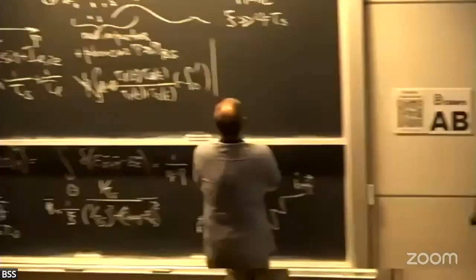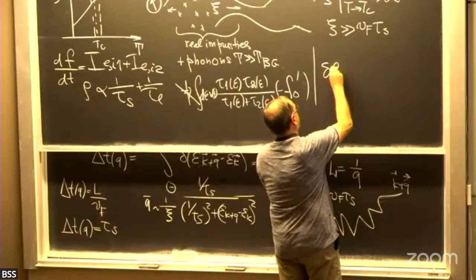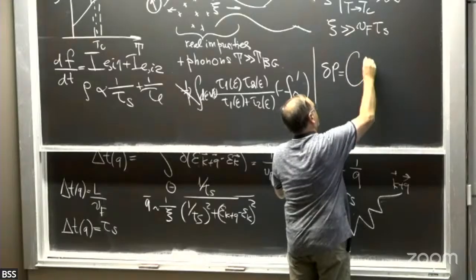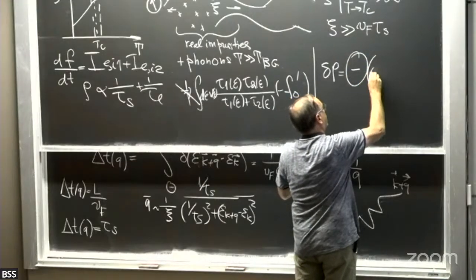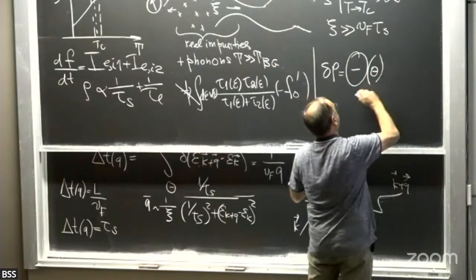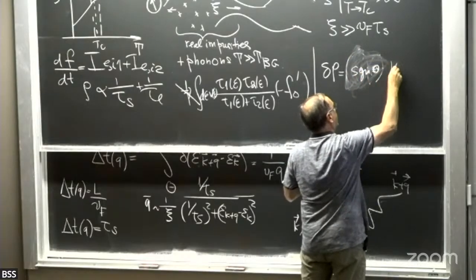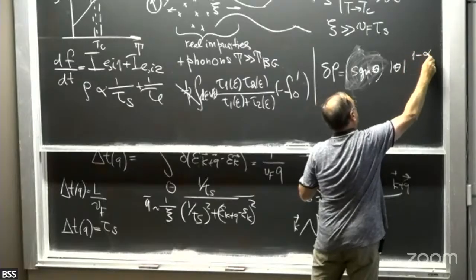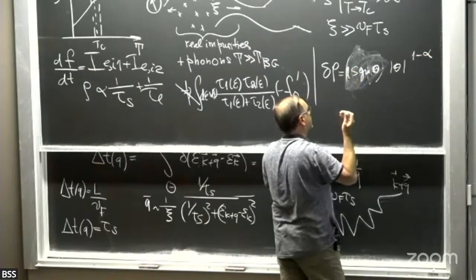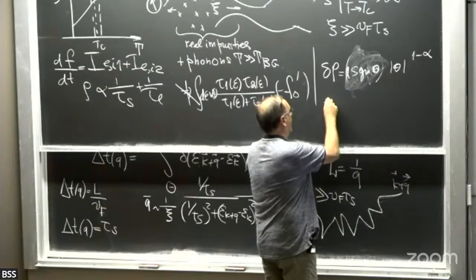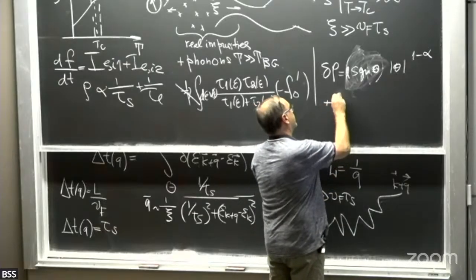So there is our contribution, which I'll write for delta rho as, okay, this is going to be my theta function, not to confuse with theta. So this is going to be sign theta, then mod theta to the power of 1 minus alpha with some number a. Well, it's not really a number, but a function of all parameters of the system.